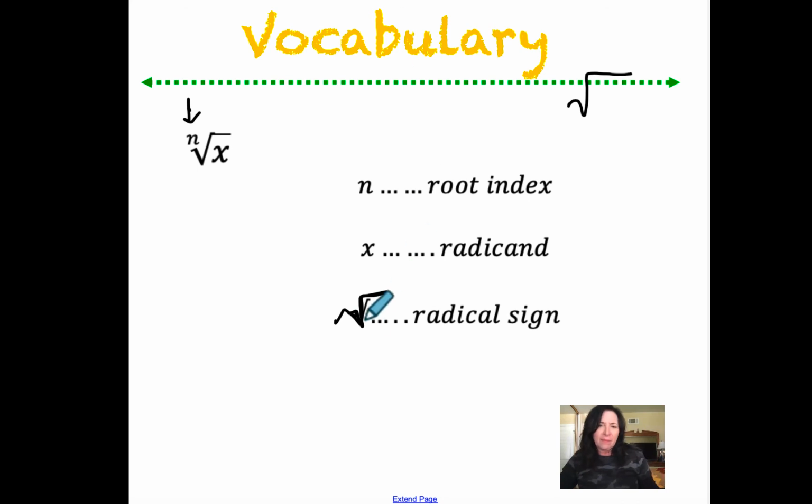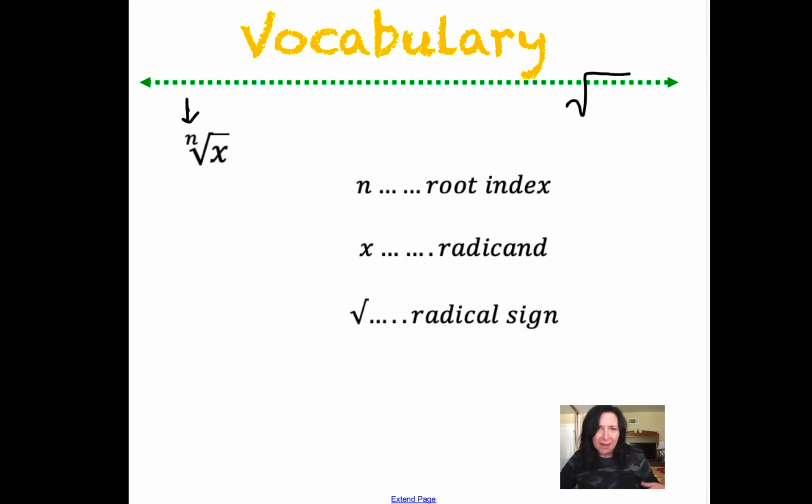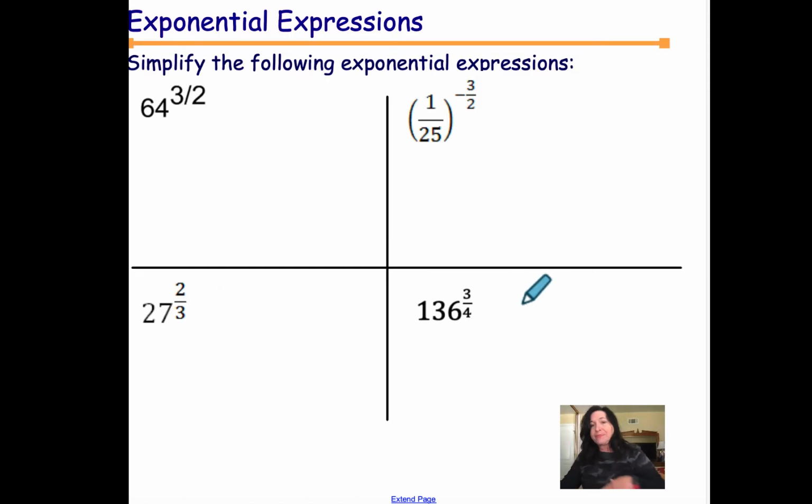But I think for me the biggest word here to pass on to you is the radicand, because that's the value underneath the root. Also, it's this base, right? Because if I rewrote it as x to the 1 over n power, x is my radicand. That's also another way of saying that's my base, isn't it?